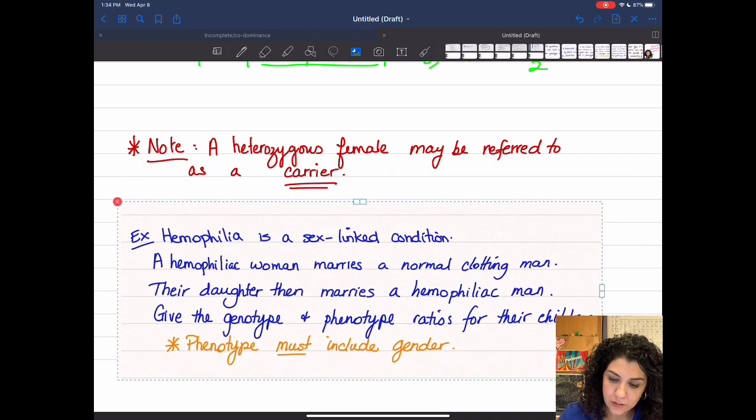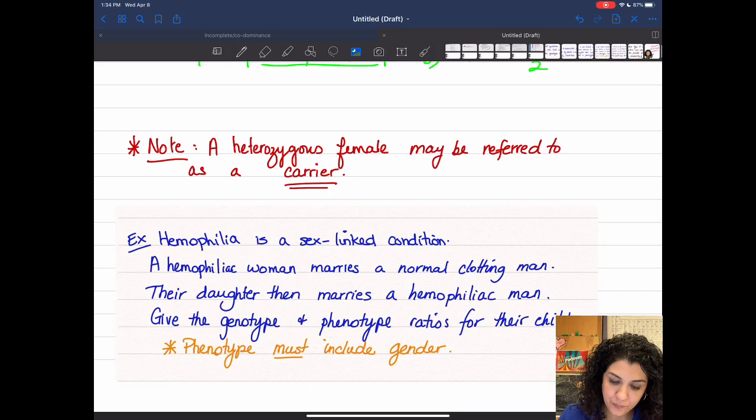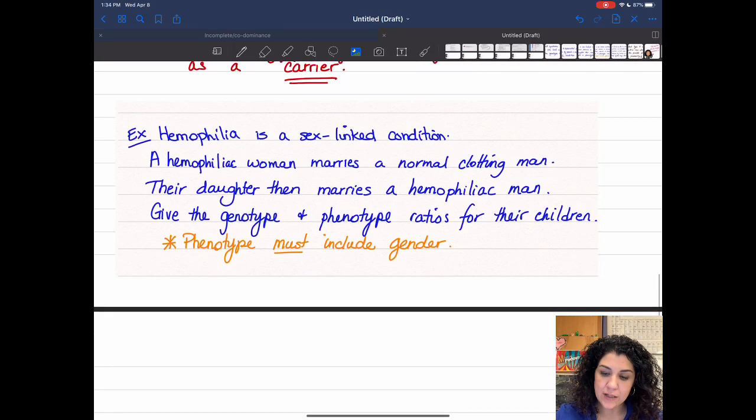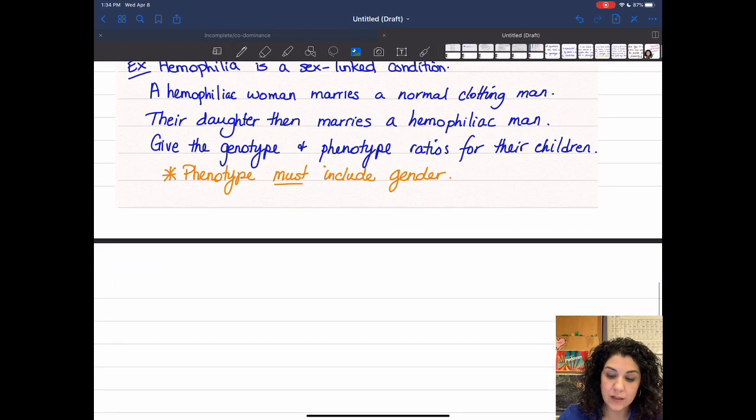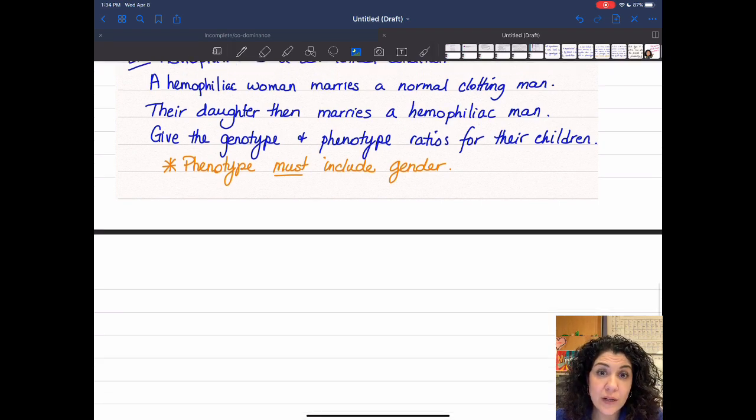Okay, so we have this one right here. We know that hemophilia is a sex-linked condition, and you have a hemophiliac woman who marries a normal clotting man. Their daughter then marries a hemophiliac man. Give the genotype and phenotype ratios for their children. Remember that when you're doing a phenotype, part of your phenotype is your gender. It's not just what you look like, but because this is a sex-linked condition, part of your genotype is going to be your X's and Y's, and part of your phenotype, you have to write down the gender.